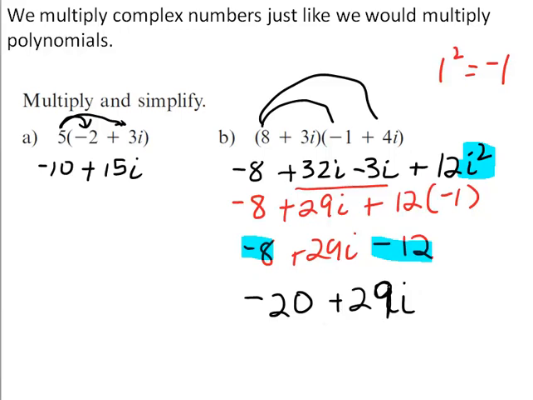Okay, so let's take a look at some more. Again, here we're just distributing. So 7 times 4 is 28, and 7 times negative 11i would be negative 77i. Here we're going to FOIL. So 9 times negative 2 is negative 18. 9 times 3i would be plus 27i.